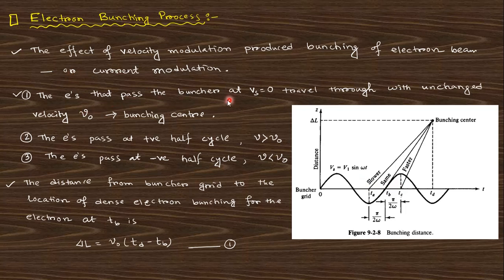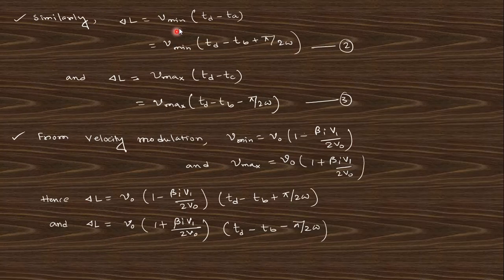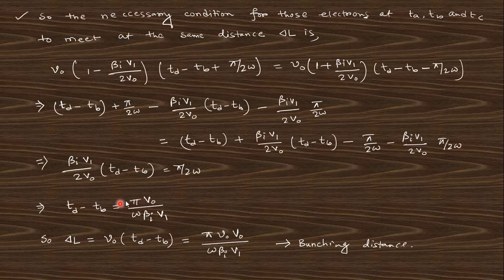Clear? So, the electron that passes through V equal to 0 has unchanged velocity; in the positive half cycle the velocity will increase, and in the negative half cycle the velocity will decrease. The path difference will be the velocity change multiplied by time. Taking the different points in the velocity modulation expression, V min and V max are obtained, and putting in these values we get delta L. The necessary condition is that these two will be equal. After this expression you can find the value of delta L, that is called the bunching distance.